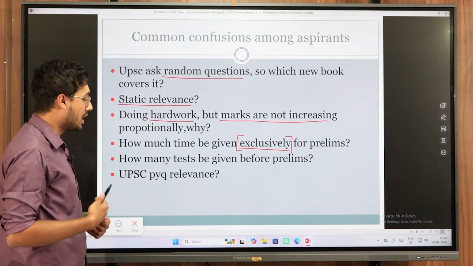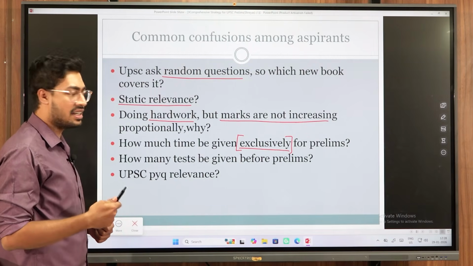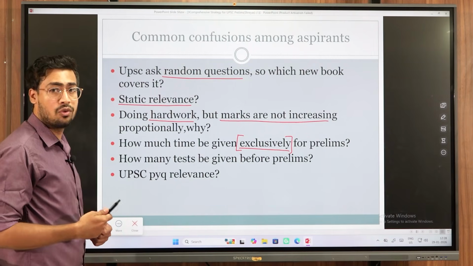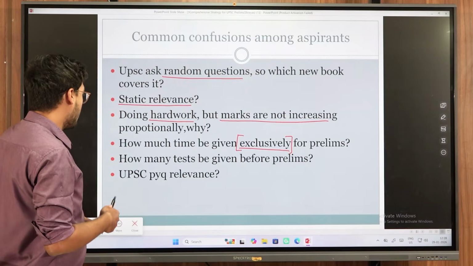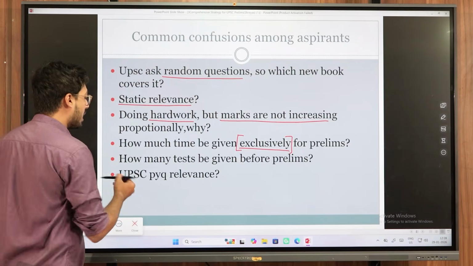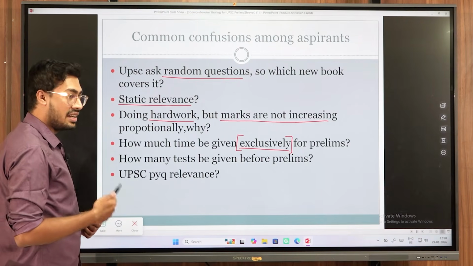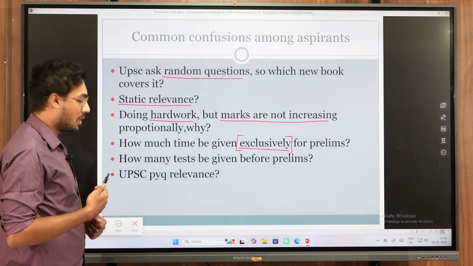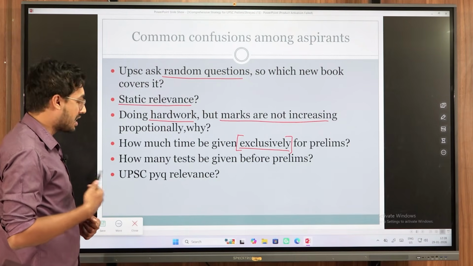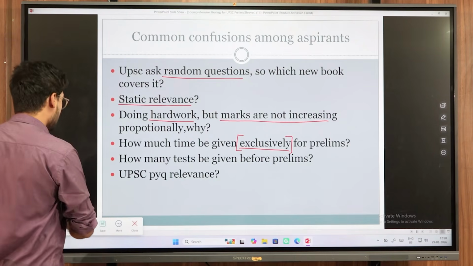Similarly, how many tests do we give before prelims? What is the standard number of tests that toppers give which help them to clear prelims? Similarly, what is the importance of PYQ relevance? What are the areas in which PYQ becomes important? Is it the content, is it the guesswork, or what else?